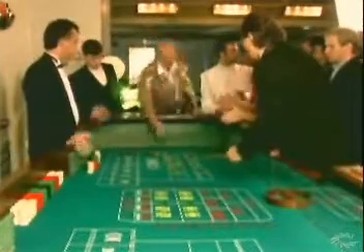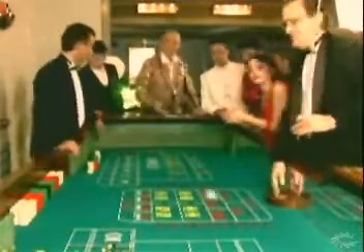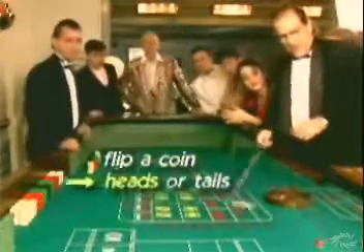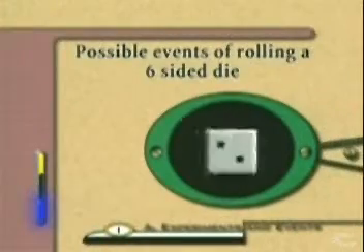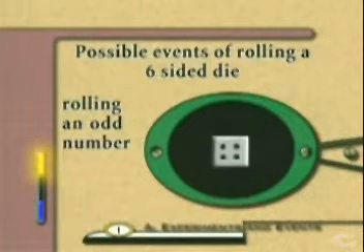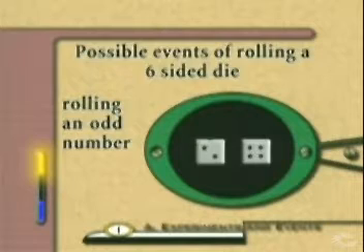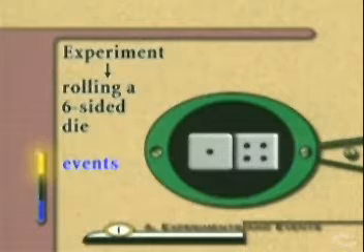Depending on what kind of experiment we're doing, it may have several different types of results when it's performed. Flip a coin, it either comes up heads or tails. Each possible result of an experiment is called an event. A possible event of rolling a six-sided die would be to roll a 4. Another possible event would be to roll an odd number. These are all possible outcomes of the experiment of rolling a six-sided die, and we call them events.